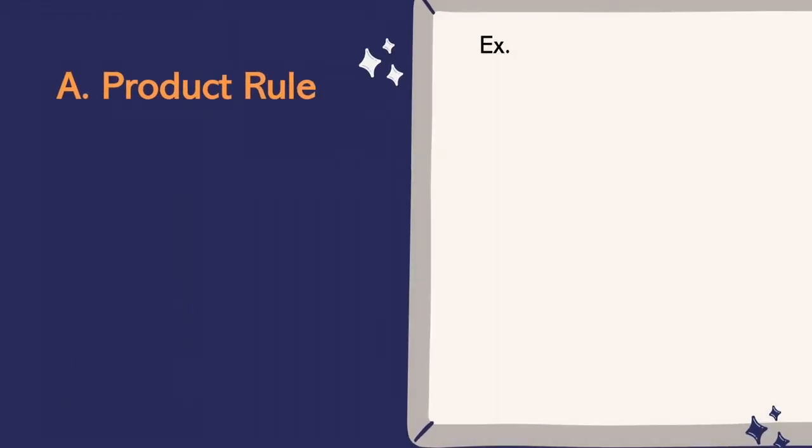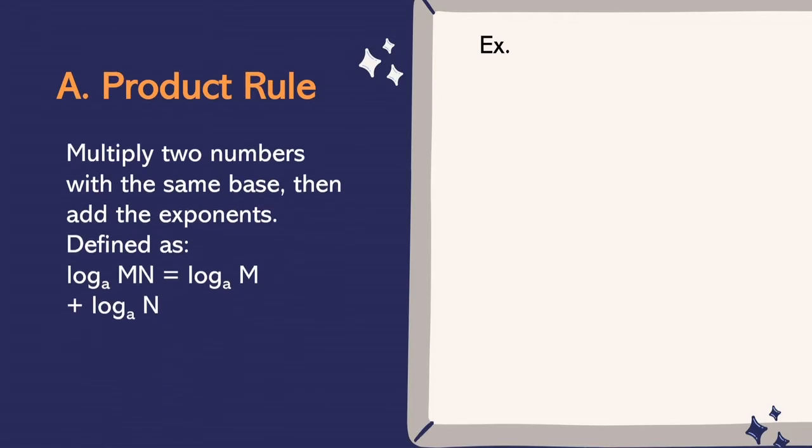The first property is the product rule. Multiply two numbers with the same base, then add the exponents. The logarithm of a product is equal to the sum of the logarithms. Defined as the logarithm of mn to the base of a is equal to the logarithm of m to the base of a plus the logarithm of n to the base of a. For example, we have the logarithm of 8x to the base of 3 is equal to the logarithm of 8 to the base of 3 plus the logarithm of x to the base of 3.